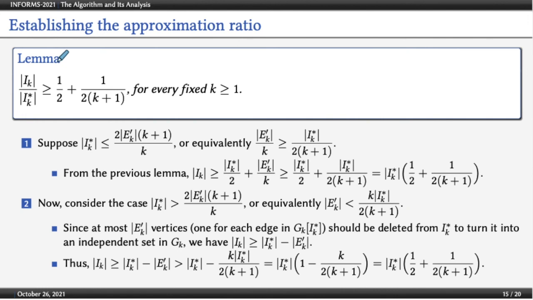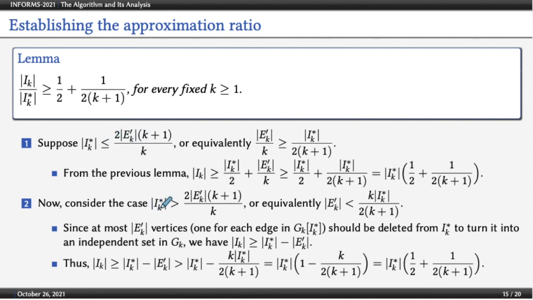Finally, the third lemma establishes the lower bound on the ratio of the size of the solution that we obtain and the size of the optimal solution. And this lower bound is given by this expression right here. So to establish this lower bound, we consider two different cases. So I_k star is either less than or equal to this ratio here or greater than this ratio here. So in case we have this ratio as the upper bound, we obtain the inequality we need very easily just by using the fact that I_k star is upper bounded by this here.